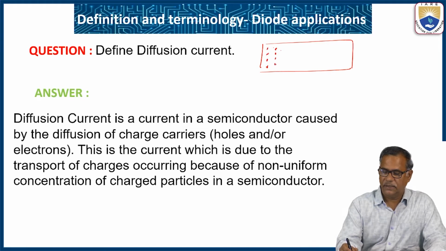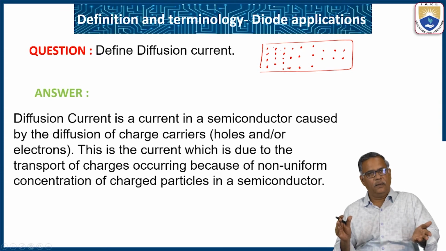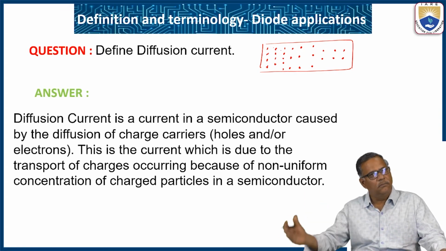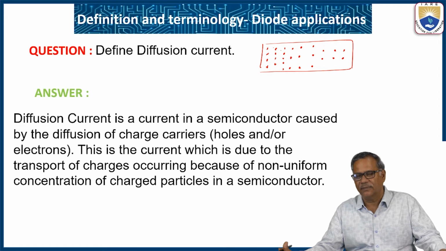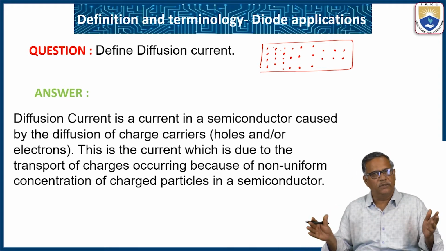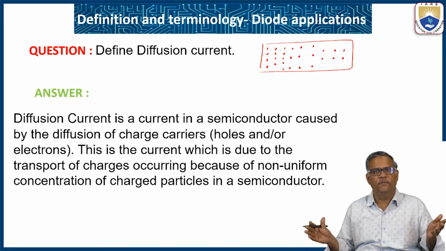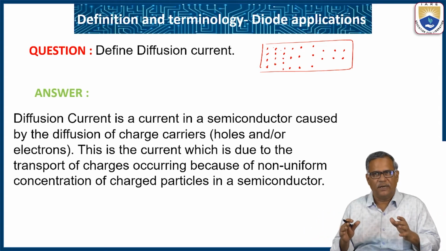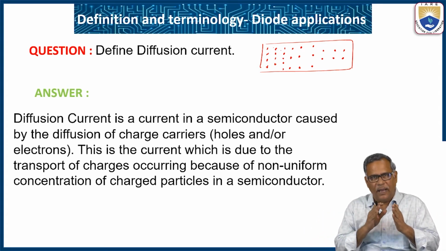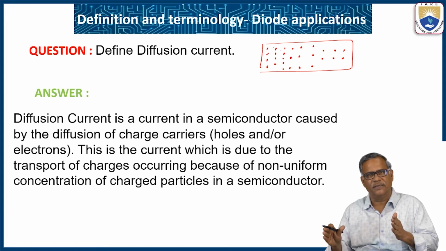We have more holes here, let us say. And let us say we have less holes. So as you see here, on the left hand side you have more holes, and on the right hand side you have less number of holes. So the hole distribution is not uniform. In such a case, what happens? These holes move from high concentration area to the low concentration area.